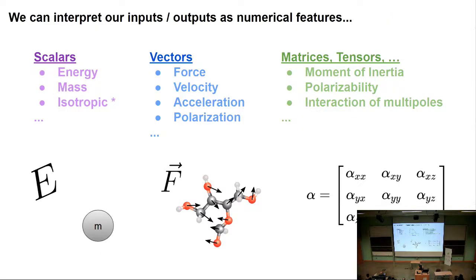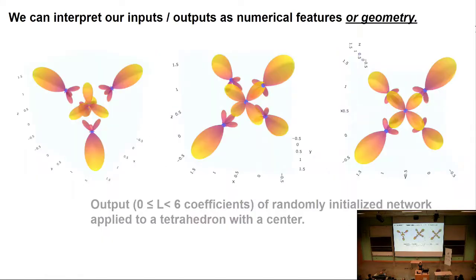So as we discussed, different numerical features, you can interpret them as energies or forces or matrices, tensors, things like this. But the thing that I'm really excited about, and I think these networks are going to be especially useful for, is that you can interpret the inputs and output features as geometry. You can literally just plot what these spherical harmonic signals look like. So this is a randomly initialized network where I've just put in trivial features on a tetrahedron with a center, and this is the output, if I have it output spherical harmonics up to L equals, I believe, 5.